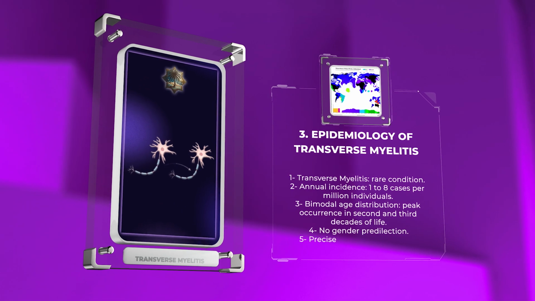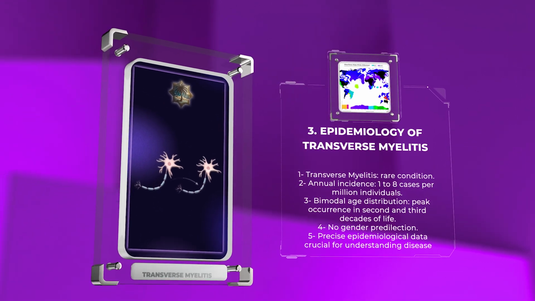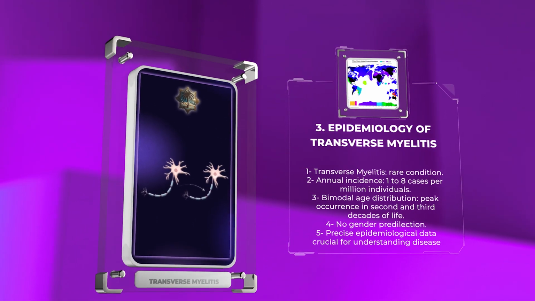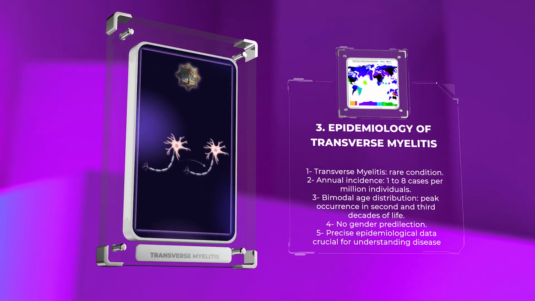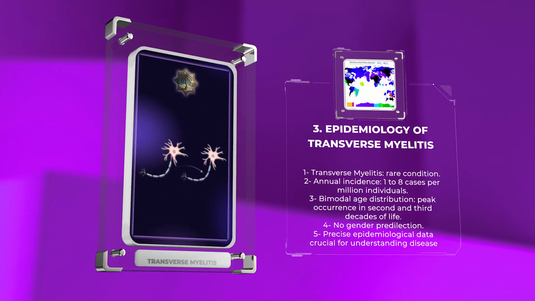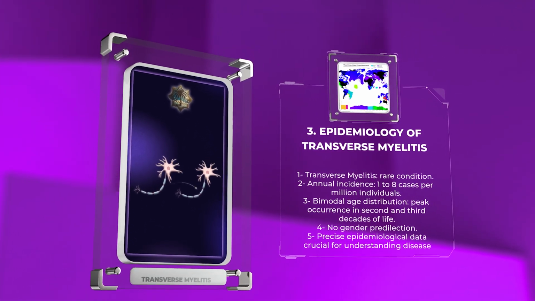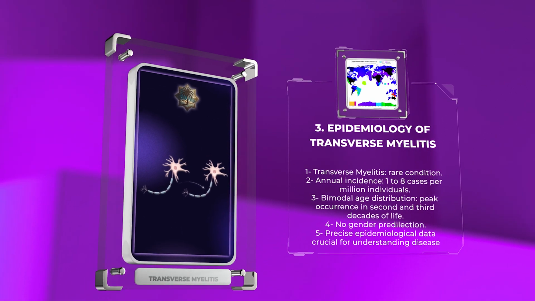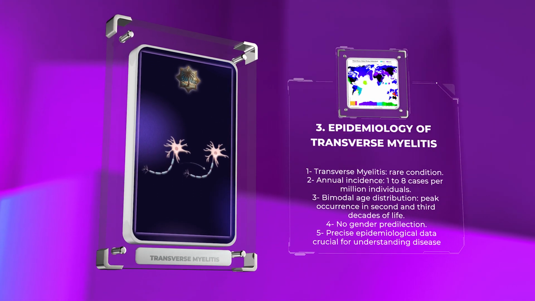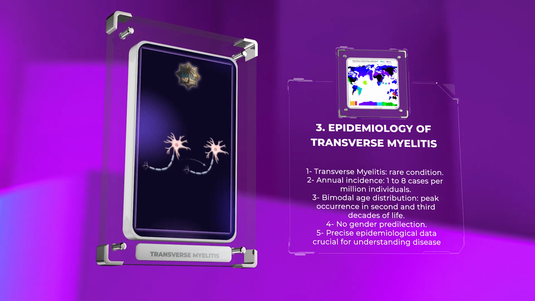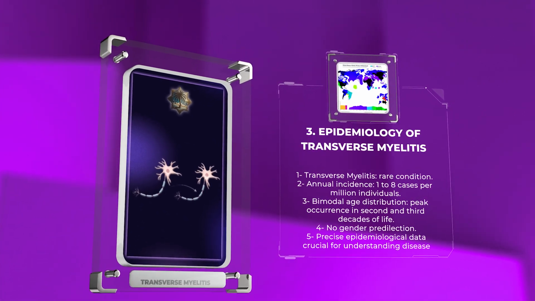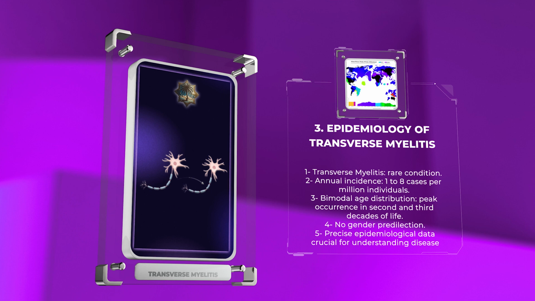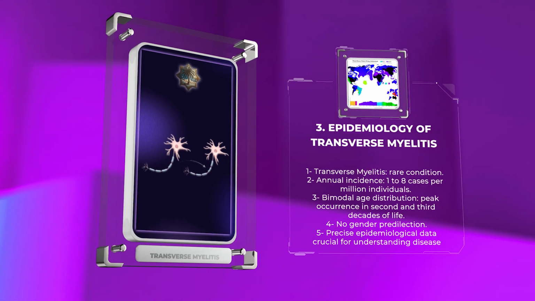Transverse myelitis is a relatively rare condition, making its accurate epidemiological characterization challenging. However, studies suggest an annual incidence ranging from 1 to 8 cases per million individuals. The condition affects all age groups, with a bimodal age distribution, peak occurrence in the second and third decades of life, and a smaller peak in older adults. Transverse myelitis displays no gender predilection. While it can occur sporadically, certain infectious and autoimmune diseases are associated with an increased risk of developing transverse myelitis. Precise epidemiological data is crucial for understanding disease prevalence, risk factors, and tailoring preventive strategies and healthcare resources accordingly.